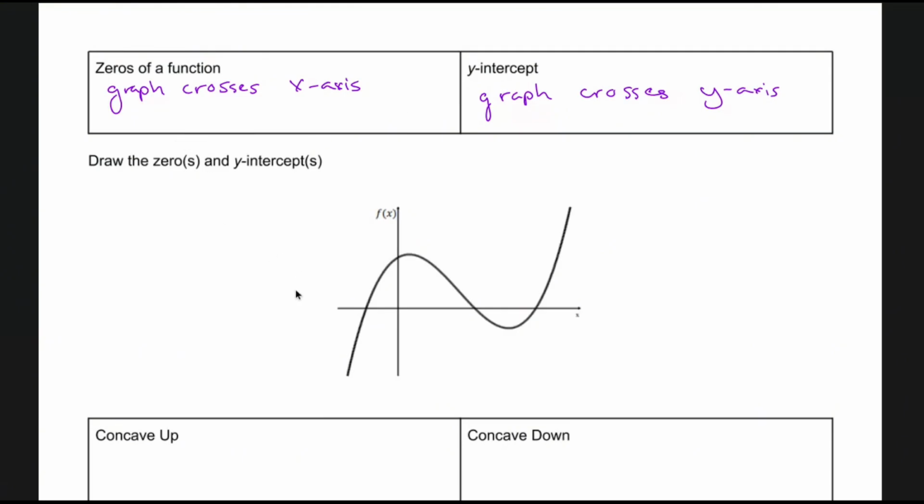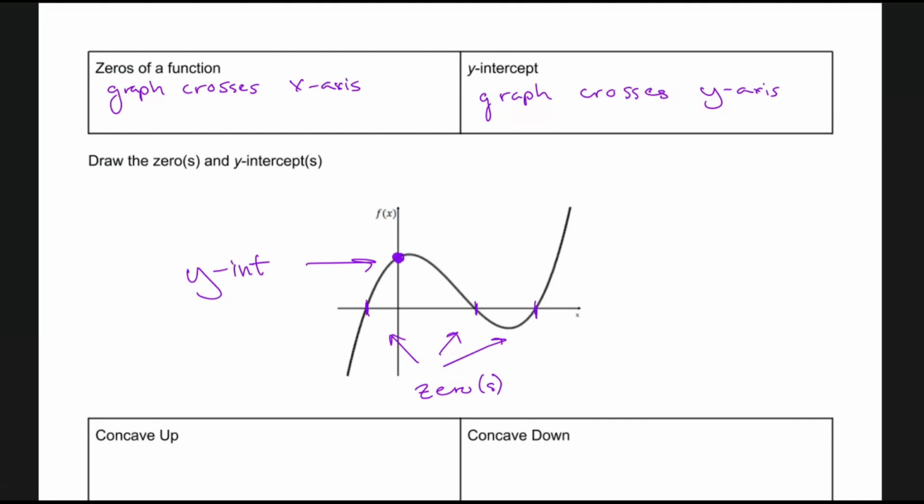So draw the zeros and the y-intercepts. Well, here's a 0, here's a 0, and here's a 0. 0 number 1, 0 number 2, 0 number 3, 0. With the parentheses because I want to. Here's my y-intercept. Easy peasy lemon squeezy.